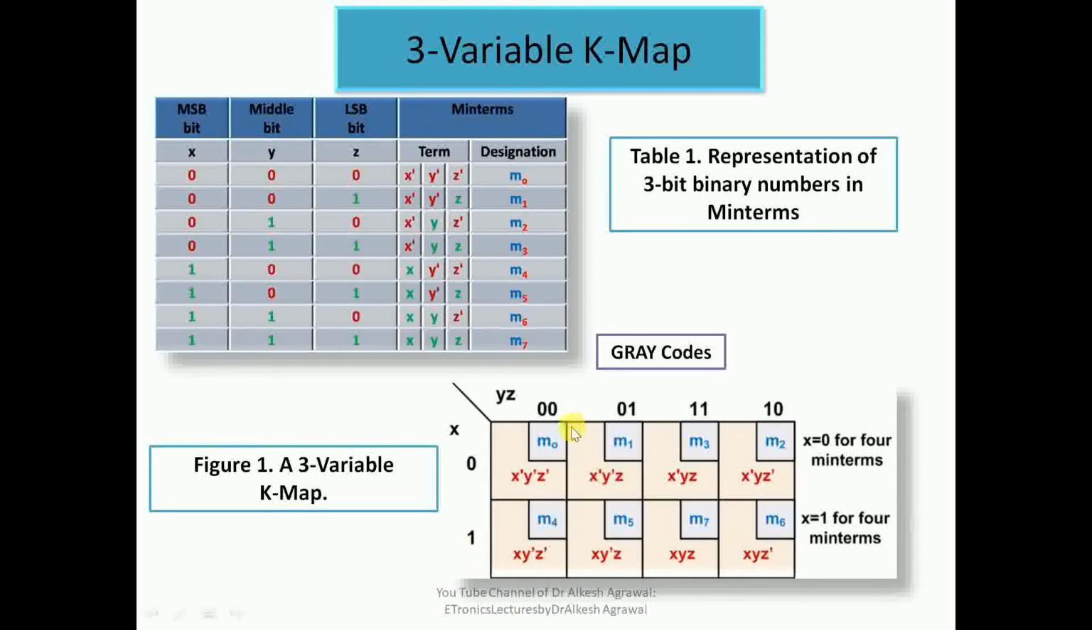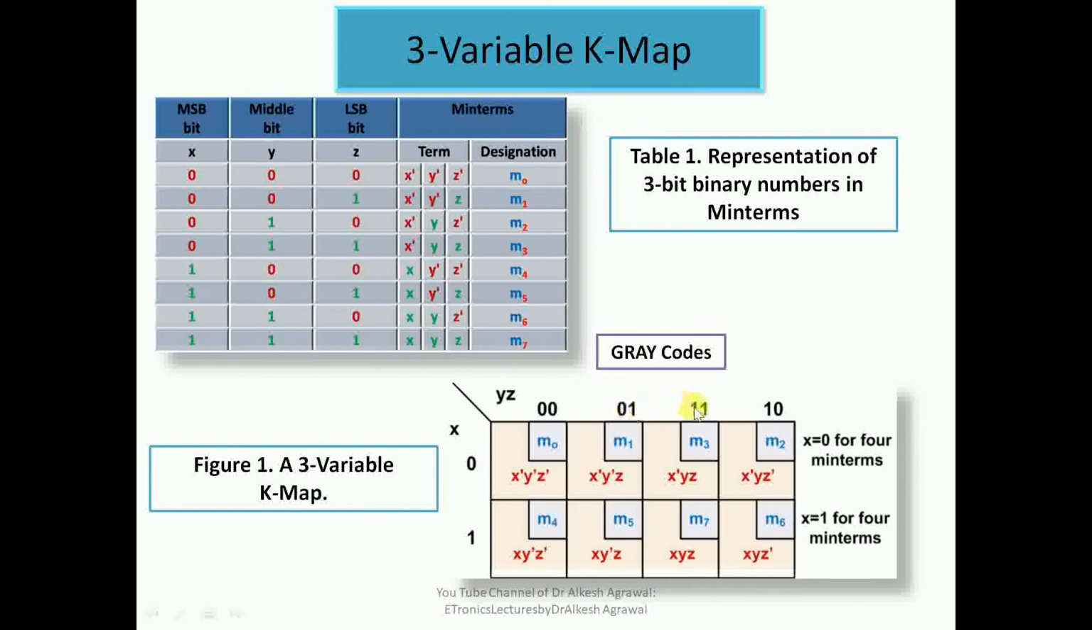Now you come to the variables yz. These yz variables are written in terms of Gray codes. Again, I have discussed Gray codes in detail. These are non-weighted codes with a special pattern of writing. They are not based on weights. When we move from one level to another, only one bit changes and the other bit remains the same. So from this level to this level, z changes and y is fixed.